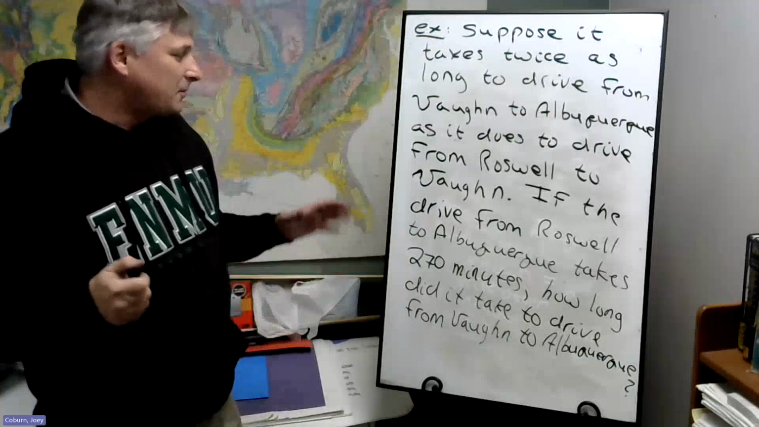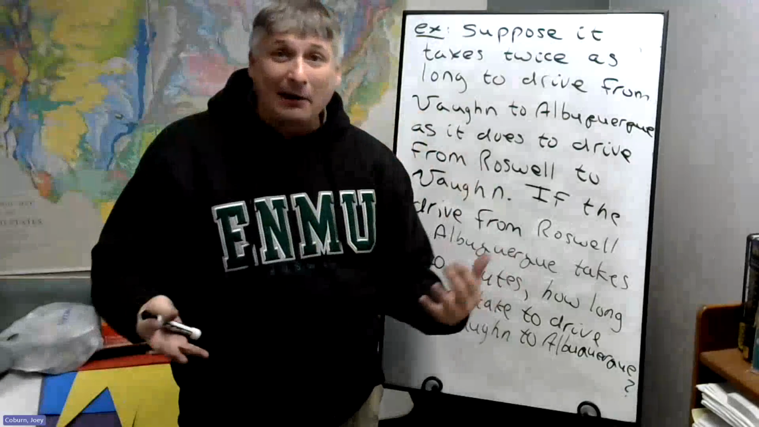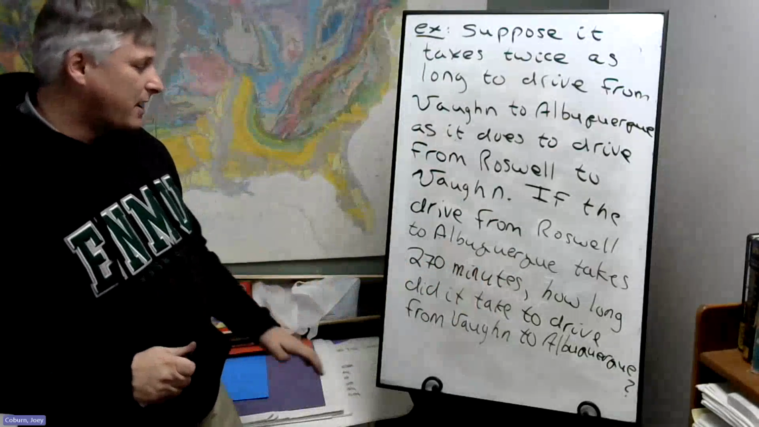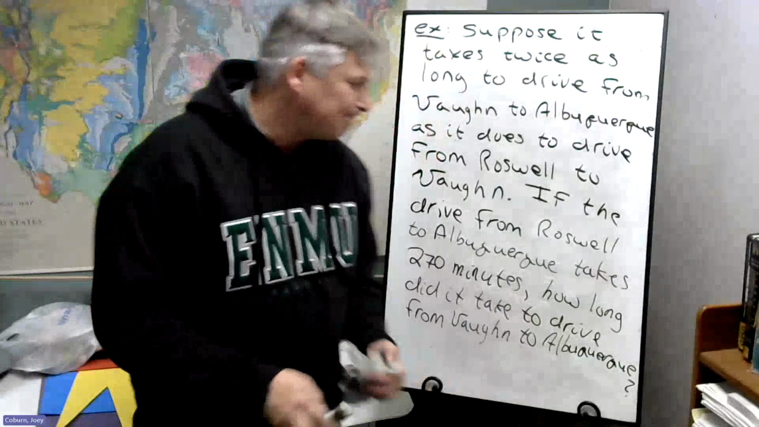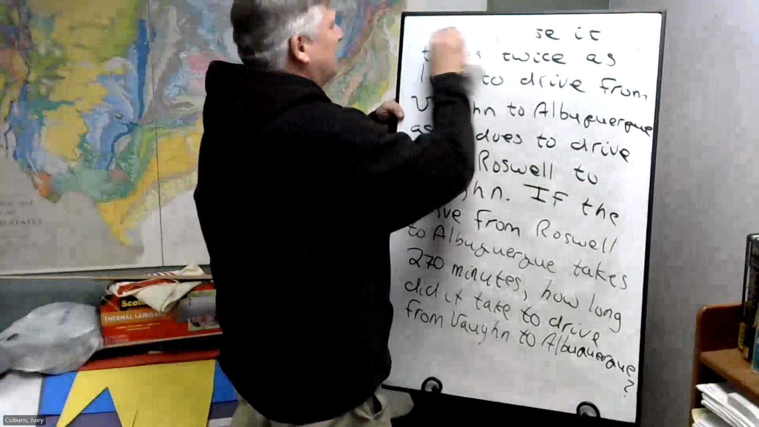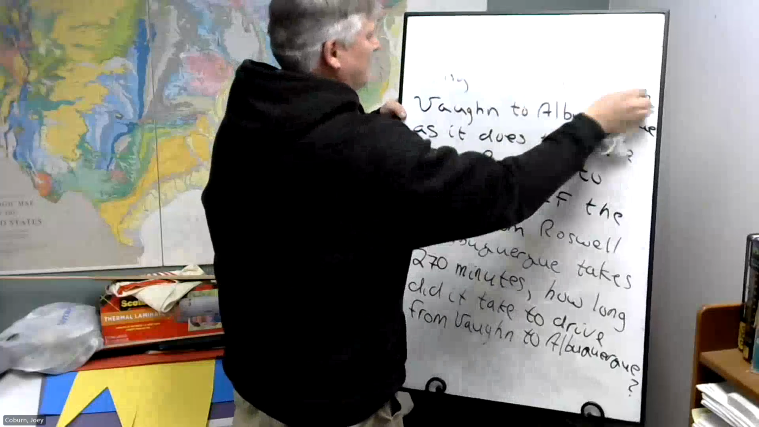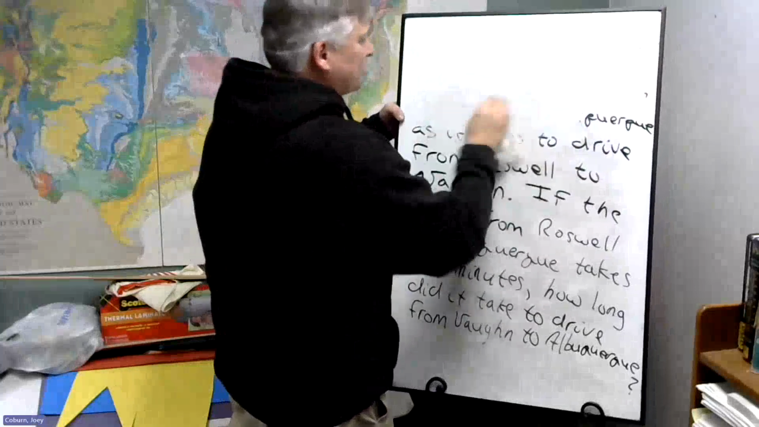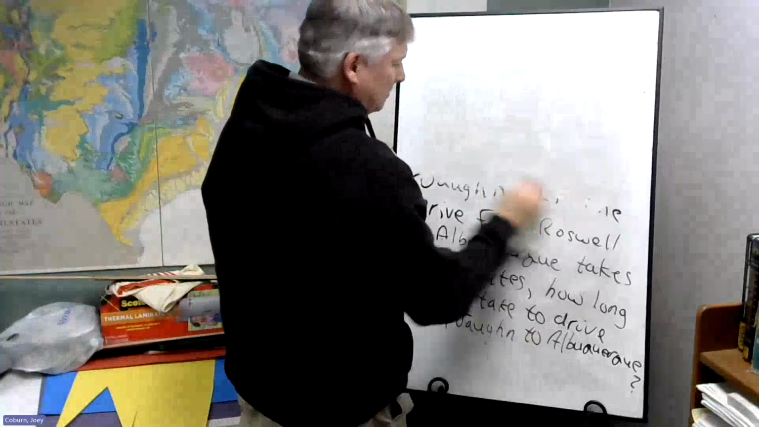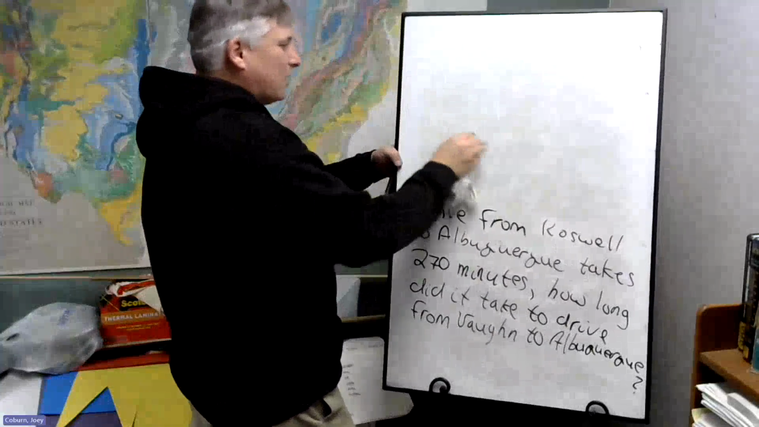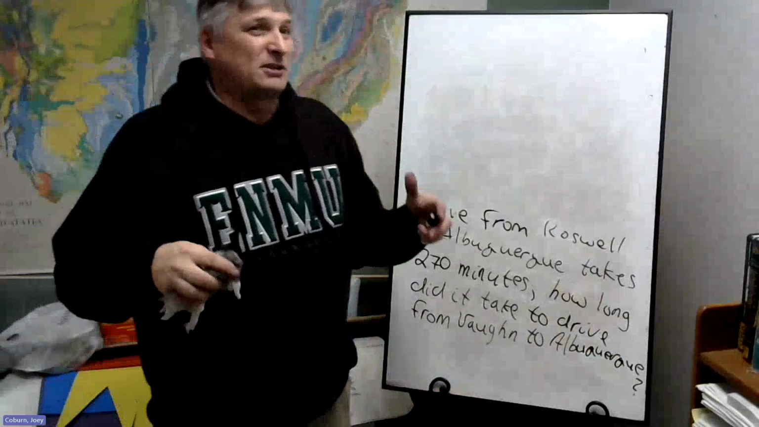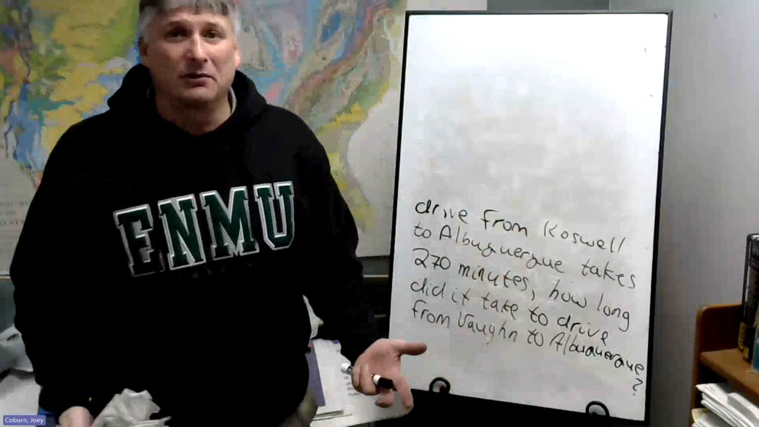Now, if the drive from Roswell to Albuquerque, the entire trip, takes 270 minutes, how long did it take to drive from Vaughan to Albuquerque? So, how do we go about this? Well, the thing about a story problem is it's not always written clearly. A lot of problems in mathematics that we might encounter in the real world don't step forward clearly either, unfortunately.